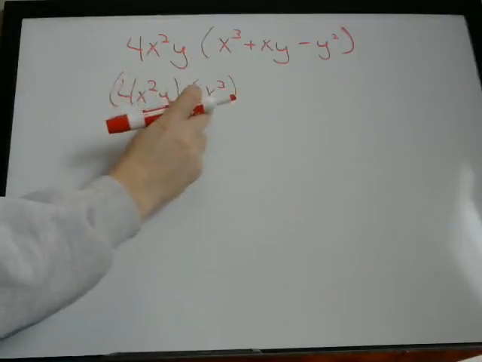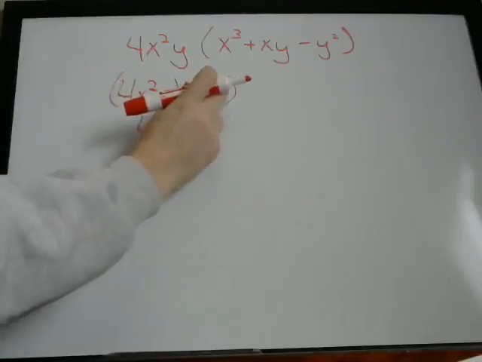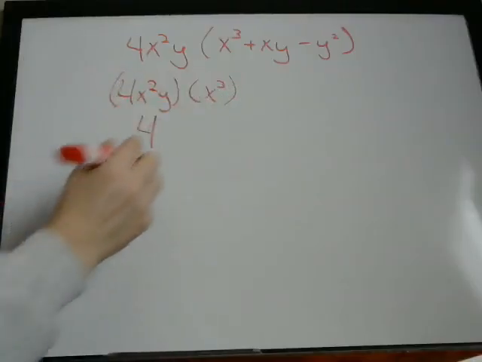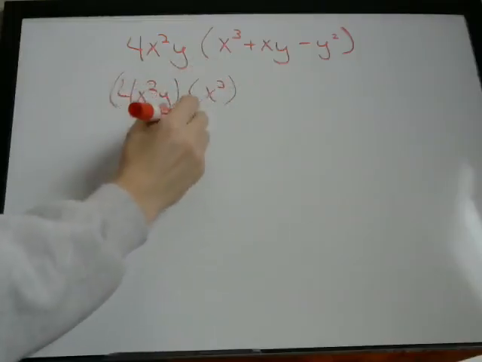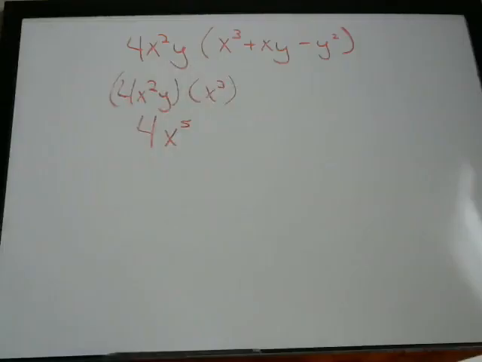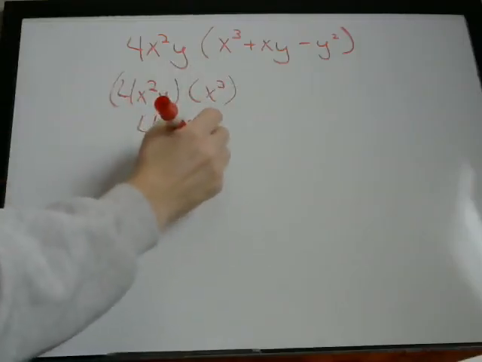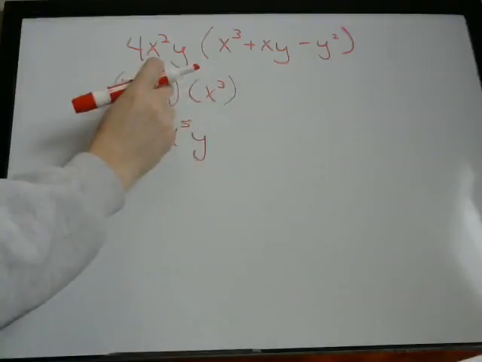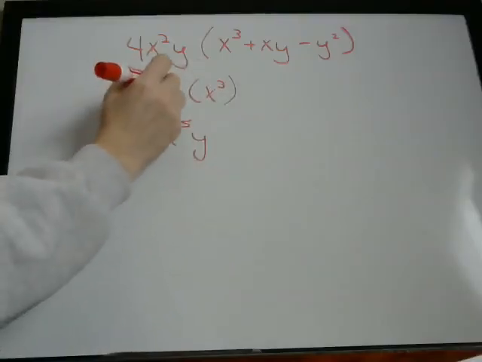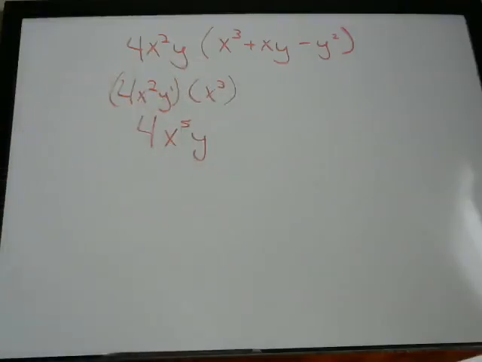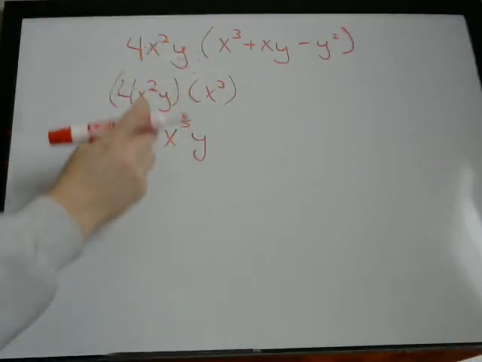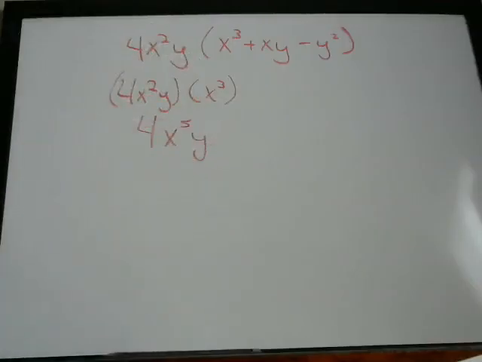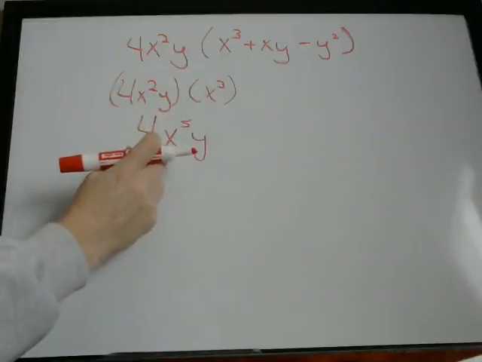x squared, here we have an x. So x squared times x cubed, we just add the exponents. So the exponents are 2 and 3. So 2 plus 3 is 5. y, there's no other y. So remember, again, if there's no exponent, there's really a 1 up here. We just don't write the 1. Everyone just understands that there is a 1. So since there's no other y, you just leave that as it is. So for the first term, we have 4x to the 5th y.